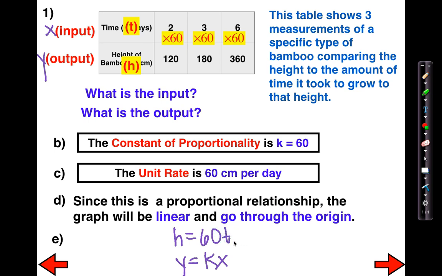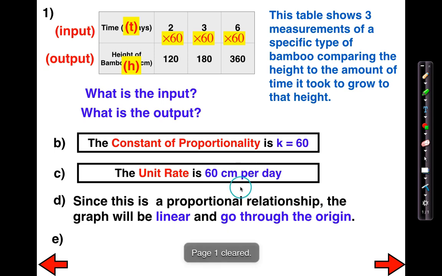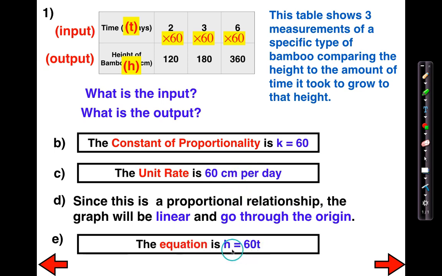Now, real quick, I want you to understand what this equation means. It means the height of the bamboo is determined by multiplying 60 by the number of days, which makes sense since it is growing 60 centimeters every single day. So my equation is h equals 60t. So keep in mind that the general format is y equals kx. However, depending on the scenario, you might be asked to use different variables.